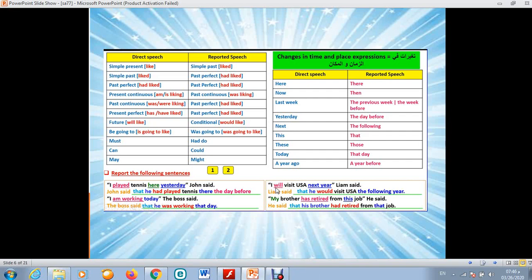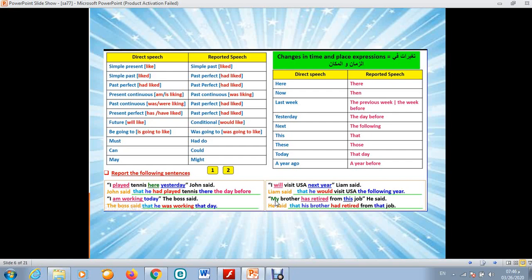Okay, example number 3. "I will visit USA next year," Liam said. When we change it into reported speech, we say Liam said. We use the connector that. I refer to Liam, so it will be he. Will, would, then visit USA next year, the following year.